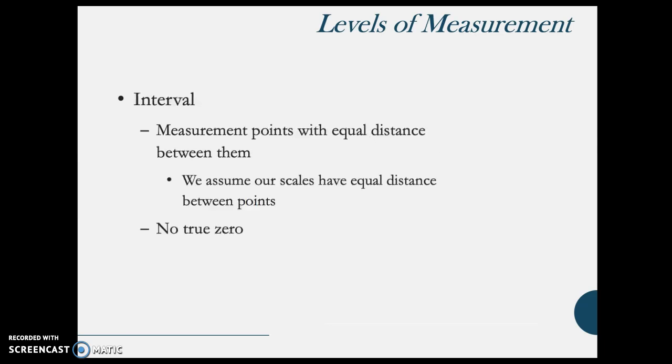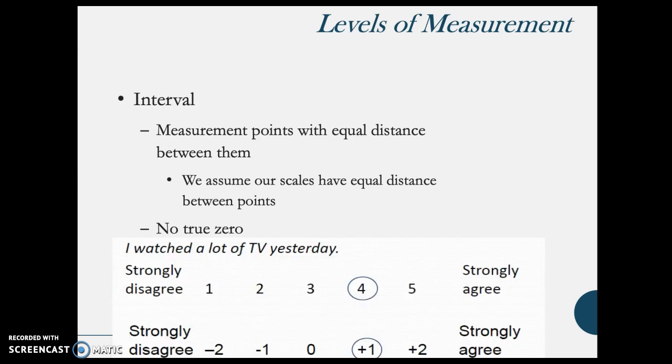The next one is interval. This is a higher level of measurement. It's measurement points with equal distance between them. So we assume our scale has equal distance between points, but remember there's no true zero. I have an example here for you. Do you agree or disagree with this statement? I watched a lot of TV yesterday. I can say I strongly agree or I strongly disagree. Let's look at the first part of the scale, 1 to 5.